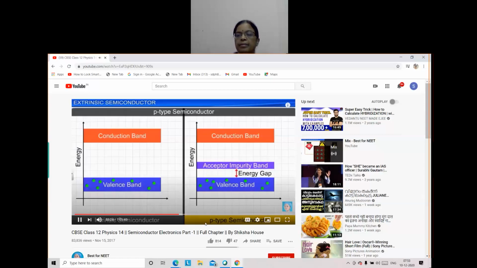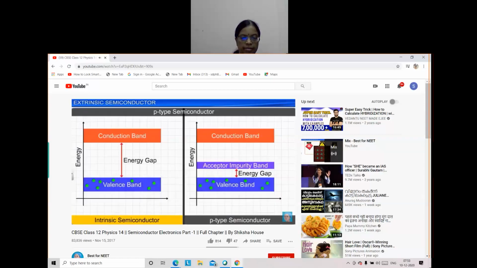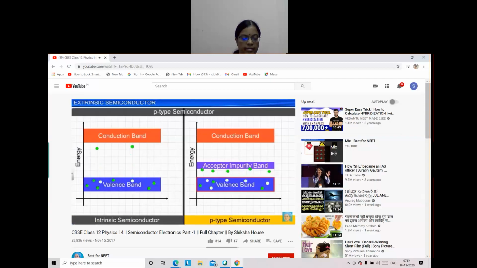Valence electrons in a p-type semiconductor can move from the valence band to the acceptor impurity energy band even at room temperature to create holes in the lattice. Thus, the electrical conductivity of a p-type semiconductor is much better than an intrinsic semiconductor.